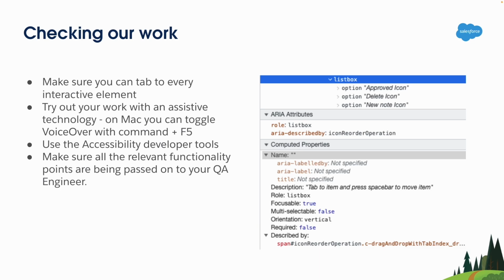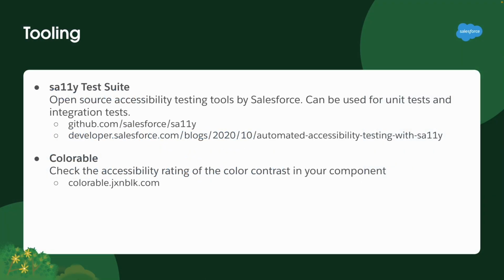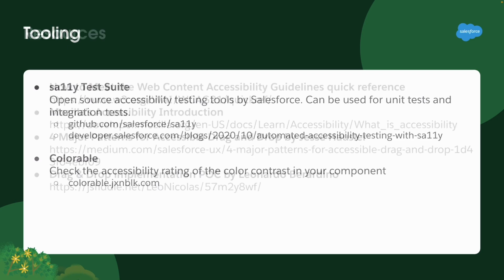Okay. And when we're building and we've implemented something to improve the accessibility of our component, let's make sure that those functionality points are being passed on to our QA engineers so they know that that's something that they should test for as well. Okay, and let's remember when we're building, start with the end users to seek out other perspectives and get our fundamentals right. And here's some tooling to check out, especially the Sally test suite, which is built by Salesforce, so really useful to us as Salesforce developers.